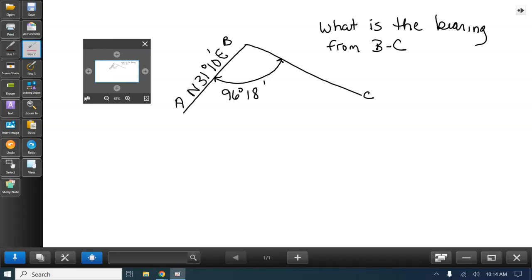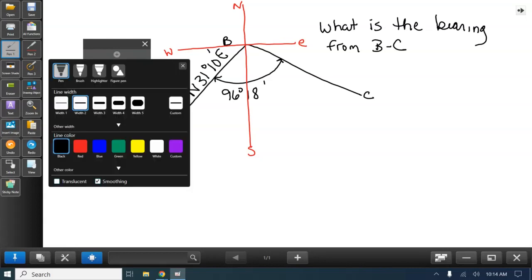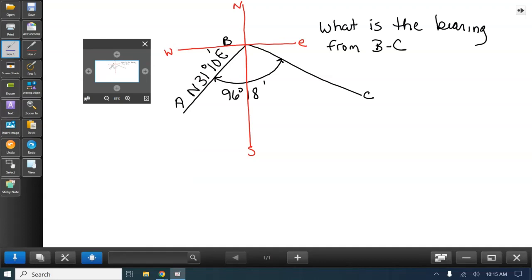All right, I'm going to go ahead and put my north, south, east, west up. What quadrant is A to B in? Quadrant 3. So basically that's the reverse bearing.